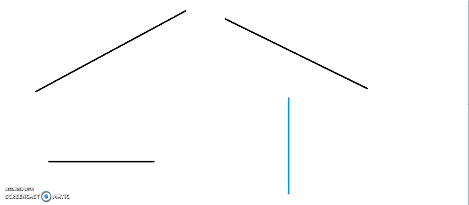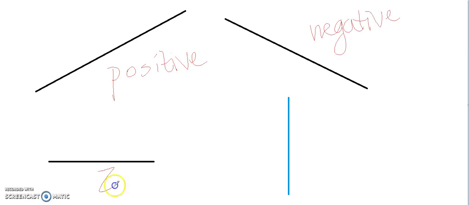So again, sorry guys, that line's going to be blue now. So to recap, this is positive slope. This one is negative. This one is 0. And this one is undefined.